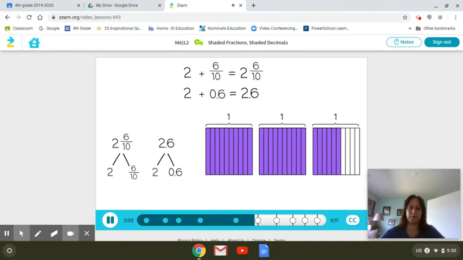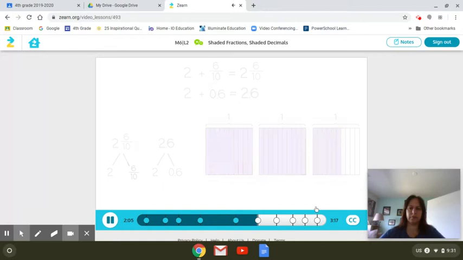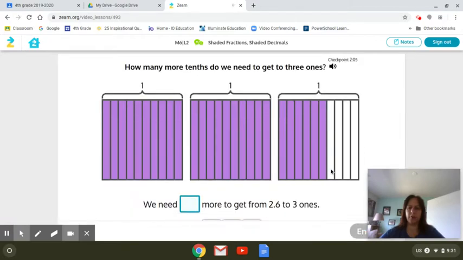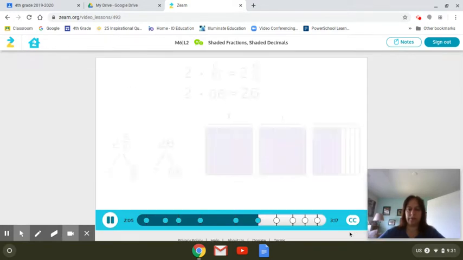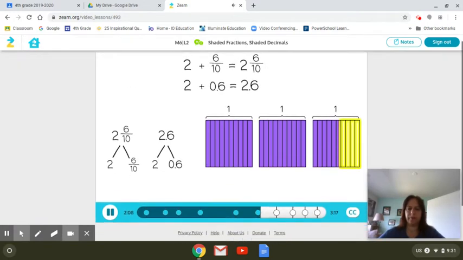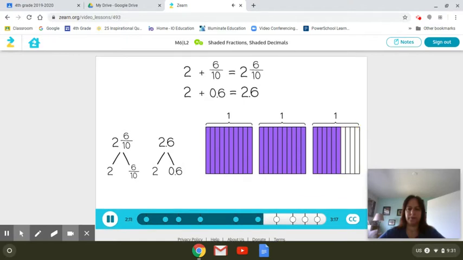How many more tenths do we need to get to 3 ones? So if you look, how many more? 1, 2, 3, 4. Because if I add 4 more, I get a whole. So I only need 4 more, 4/10. 0.4. I looked at the area model and saw only 4/10 more have to be shaded to complete another whole. So we need 4 more tenths to get to 3 ones. Love it.